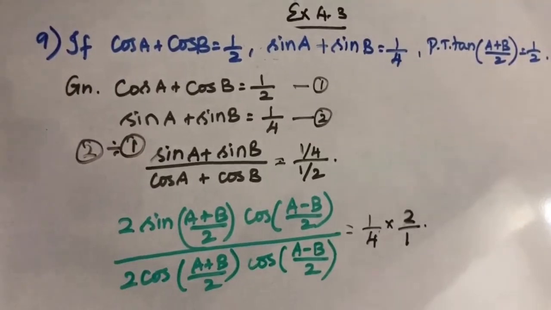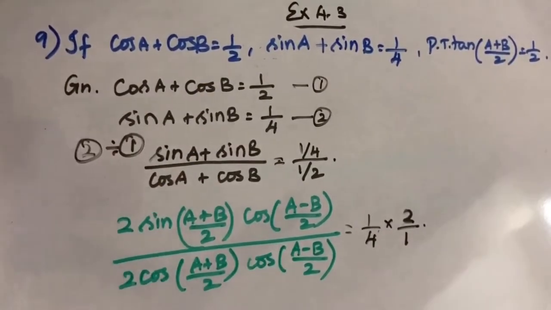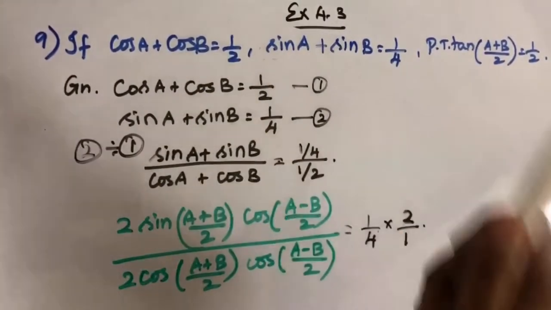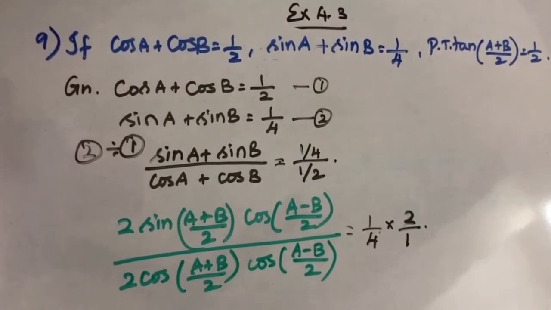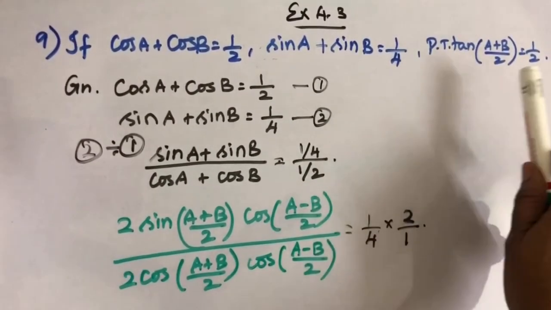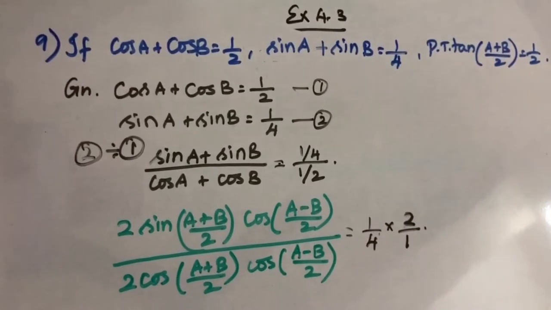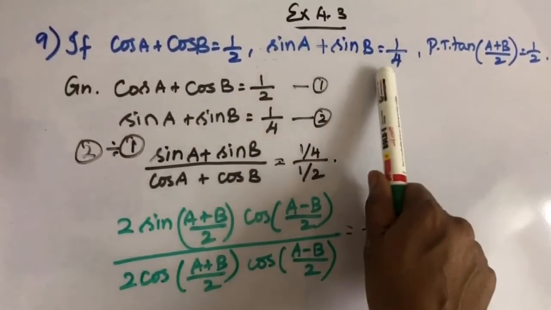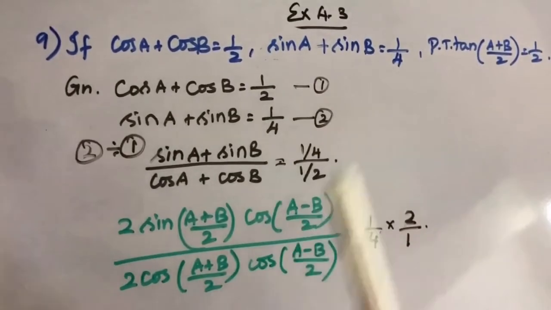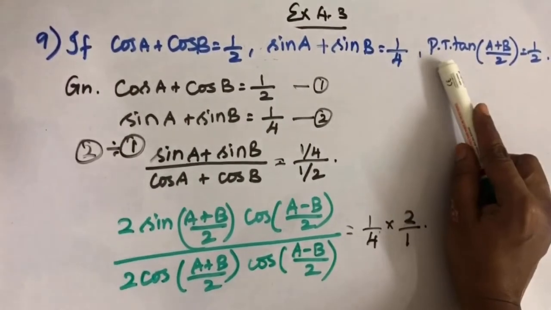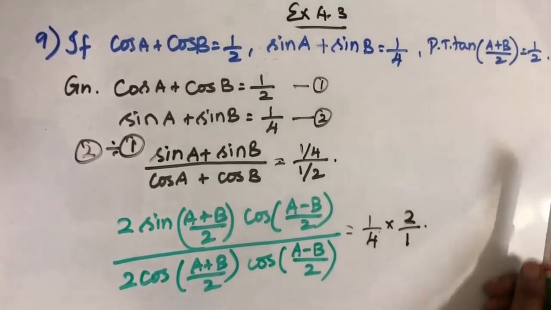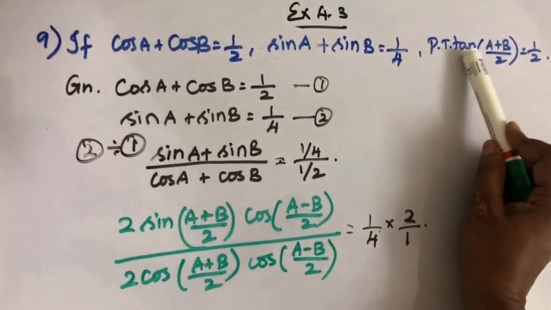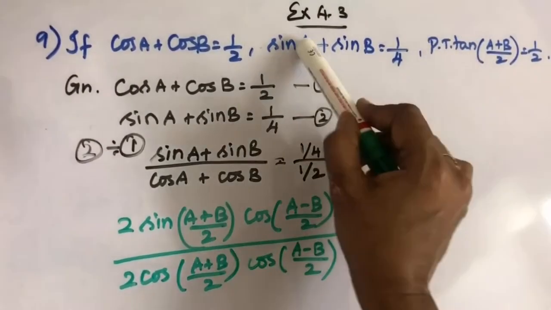Ninth one. If cos A plus cos B equals 1 by 2, and sin A plus sin B equals 1 by 4, prove that tan of (A plus B) by 2 is equal to 1 by 2. What is given? Cos A plus cos B equals 1 by 2, sin A plus sin B equals 1 by 4. The two things we have written. We have to prove that tan of (A plus B) by 2 equals 1 by 2. Tan is usually sin by cos.